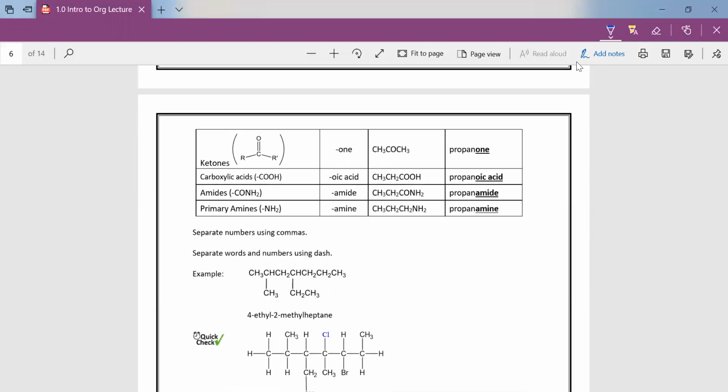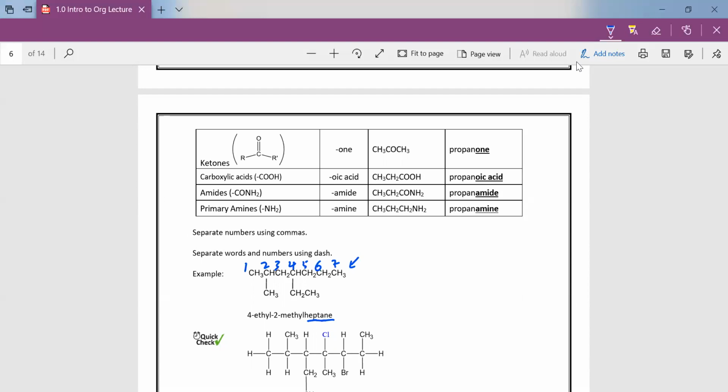For this particular example, what is our longest carbon chain? Our longest carbon chain is 1, 2, 3, 4, 5, 6, 7. 7 carbon long. So we call it heptane, because there's no CC double bond. It's totally saturated. So heptane is the parent. There's no other functional group present, so there's no suffix.